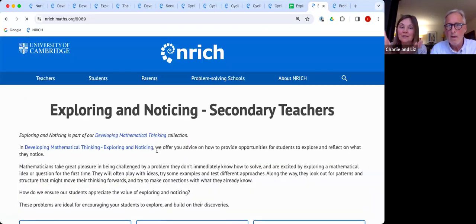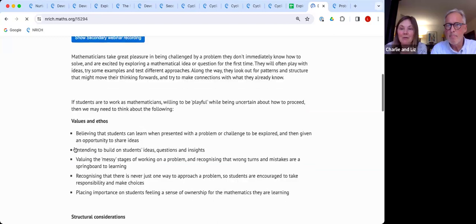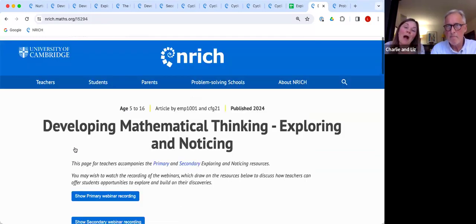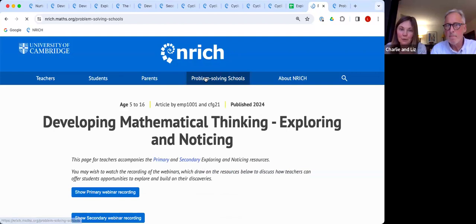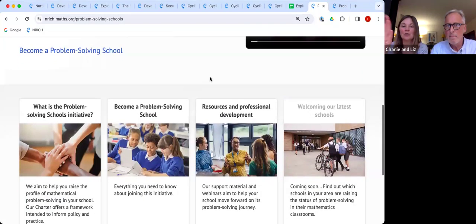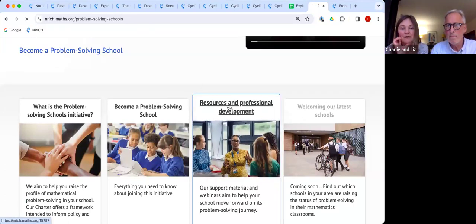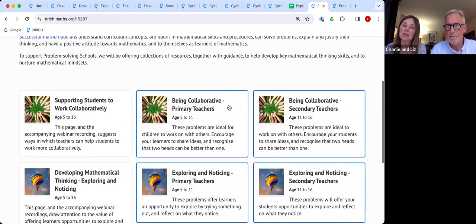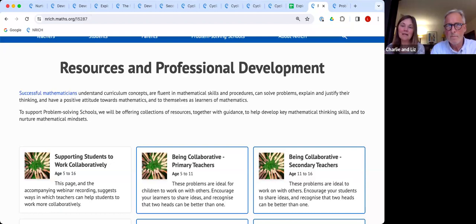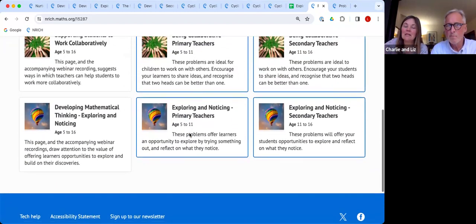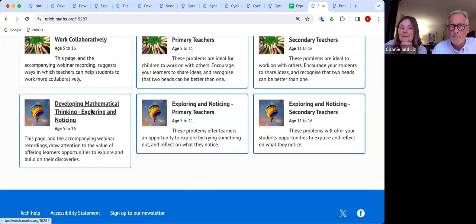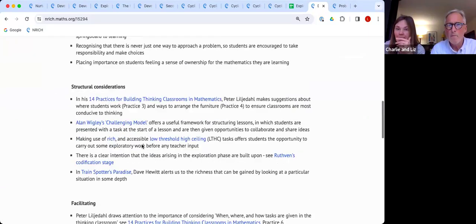But alternatively, we know that some of you who are joining us this afternoon are here because you have recently joined our Problem Solving Schools initiative, or perhaps some of you are thinking about becoming a Problem Solving School. So another way of finding this guidance is to go to our Problem Solving Schools page that Charlie has just done. And if you click the third box, which is Resources and Professional Development, you can see at the top of the page the being collaborative resources that we prepared for last time's webinar. But then scrolling down a little bit, here on the left-hand side, you've got that guidance page that we've been referring to, which we've talked through some of the key elements of.